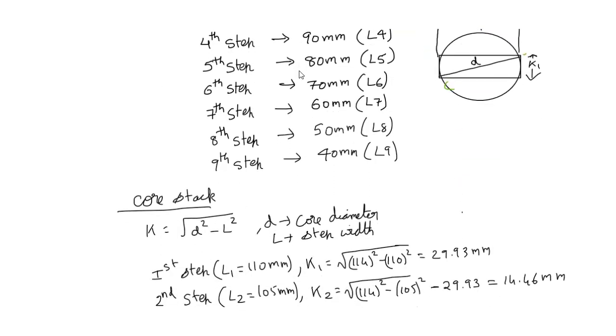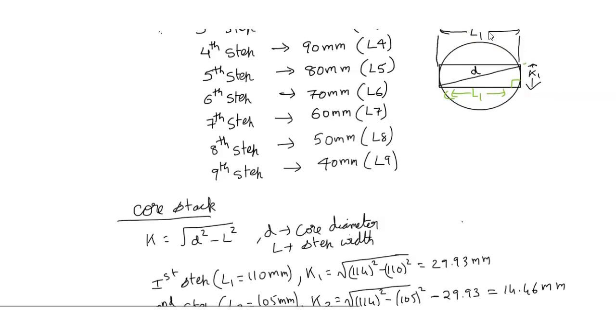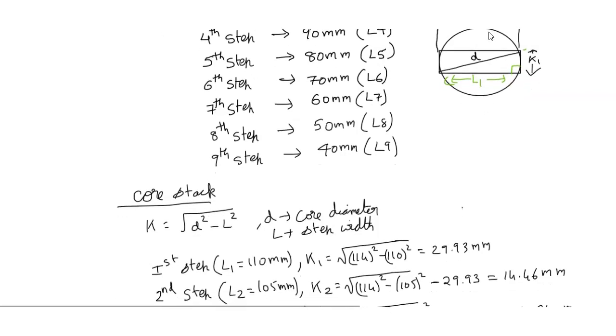See, if you look from the top view, this is D, the diameter, and this is a right angle triangle, and this one we call K1, the stack thickness. This is length L1, and this is also length L1. Now we are taking the Pythagoras theorem to calculate. So K equals under root D square minus L square, where D is the core diameter and L is the step width.